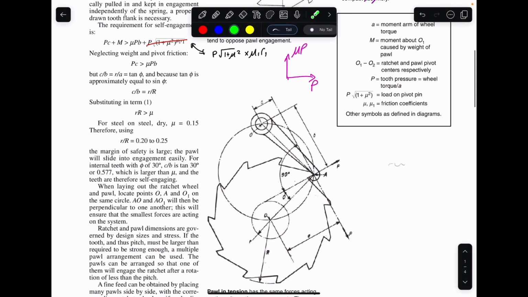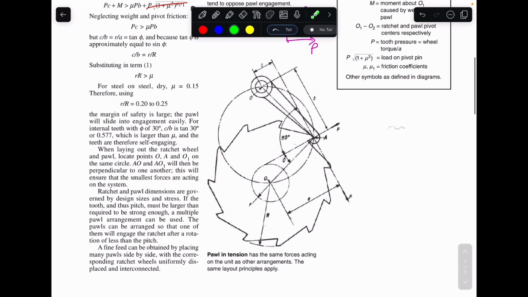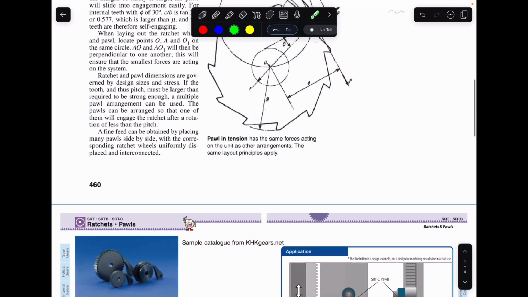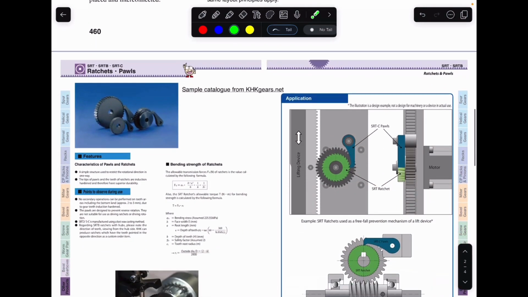Another type of pawl here is one that hooks on the outside, and this is common in driving systems. By driving systems, I mean you have some lever attached here, and when you pull the lever, it will pull the pawl. So that's it in terms of the technical side of ratchets and pawls.